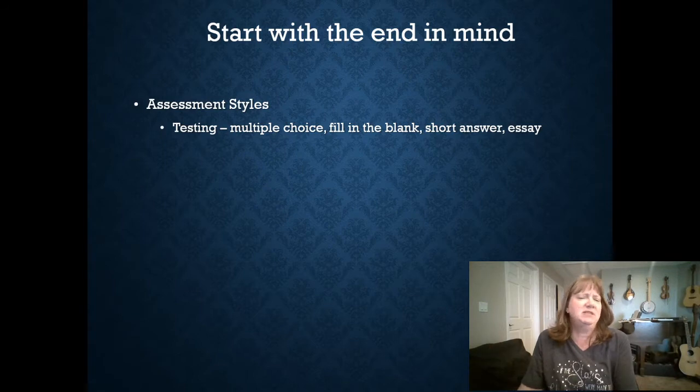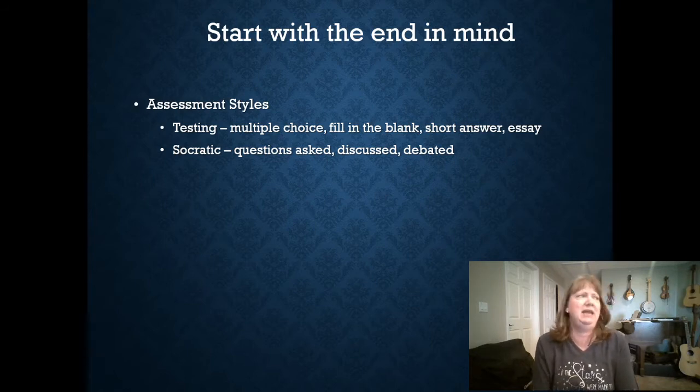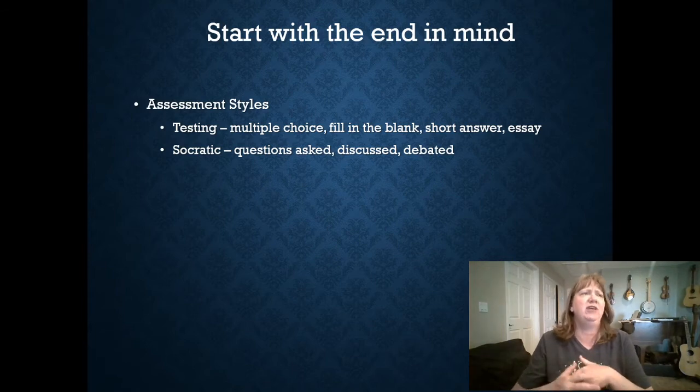So the different assessment styles, you have testing. You've got multiple choice, fill in the blank, short answer, essay. Probably a lot of us are familiar with that. Then you have the Socratic method. That's where a question is asked, you discuss, maybe a counter question is asked. There's a little bit of debating. And that actually requires a different level of understanding. You're not just regurgitating information.